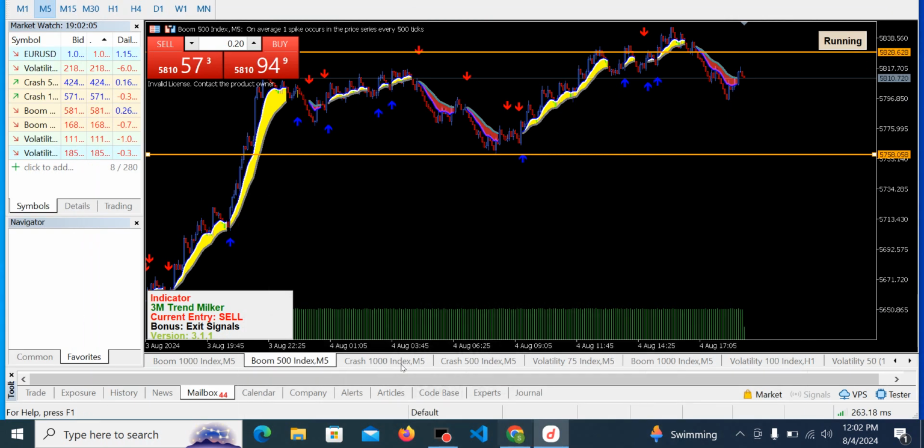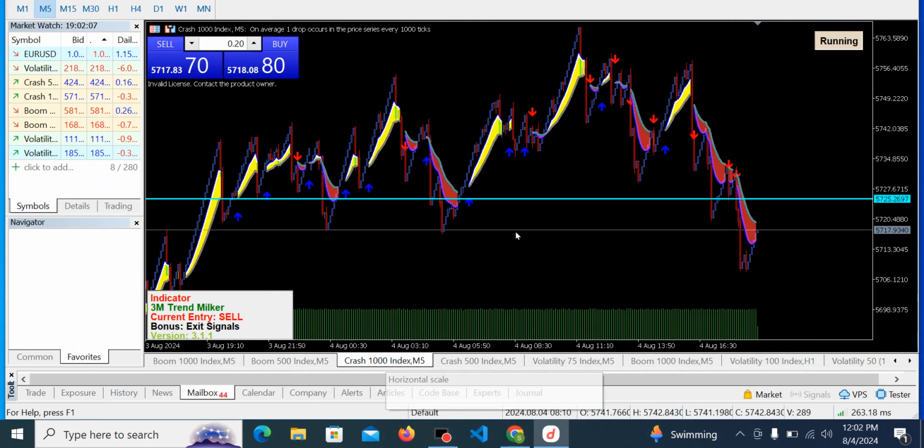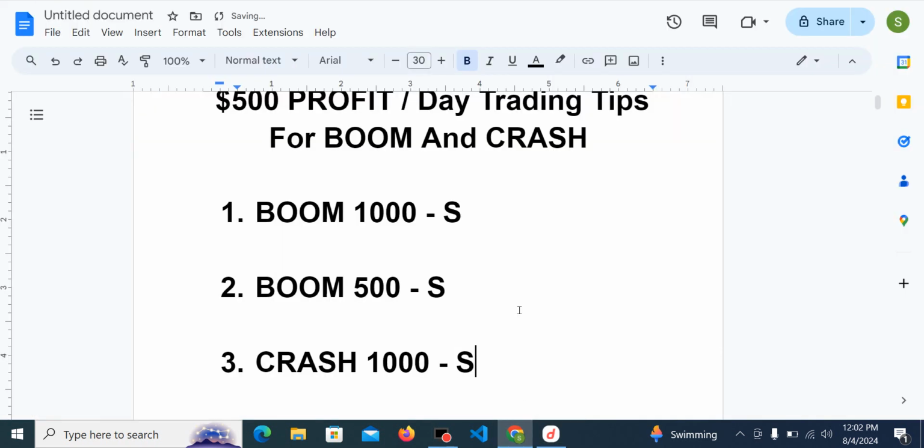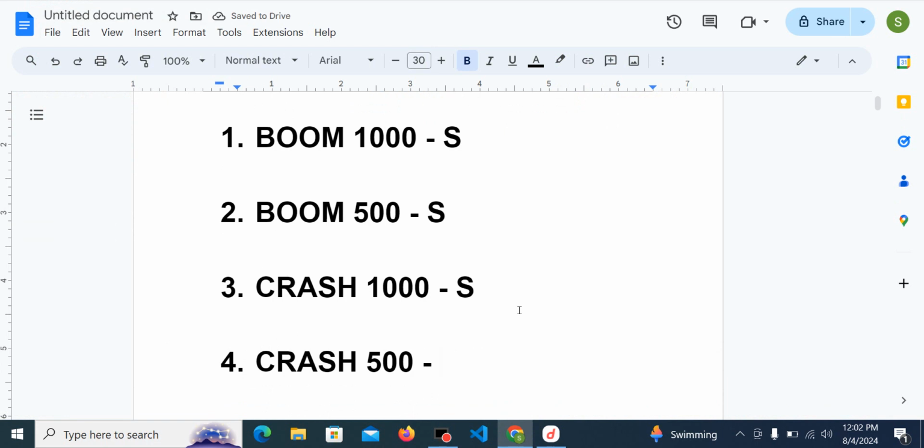Next asset is going to be Crash 1000. This is Crash 1000. It started a downtrend, got to this region, pulled back, and of course went back again to break out below this particular support zone. It's still trying to sell more, so this is going to be more of a selling opportunity than a buying opportunity.